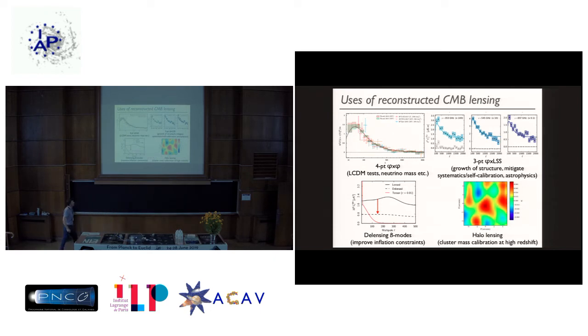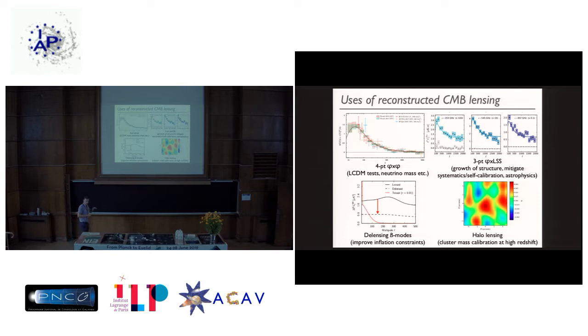Okay, so how can we use CMB lensing? Well, the most obvious thing you can do is, if you've reconstructed this phi field, you can correlate it with itself. Ultimately, given that phi is a quadratic combination of the temperature or the polarization fields, when you take the auto power spectrum of the reconstruction, you're probing a CMB four-point function. This is known to be a very good way to, for example, test lambda CDM, and to constrain neutrino masses, etc.